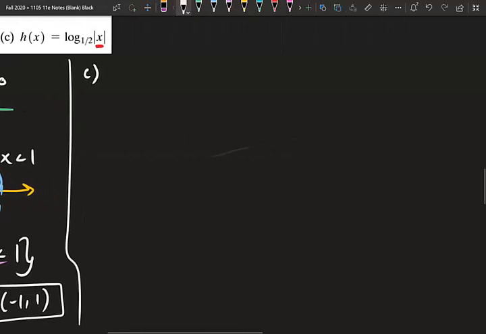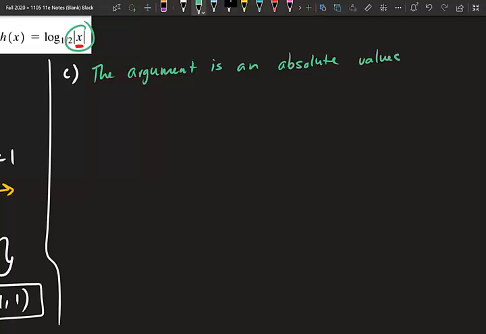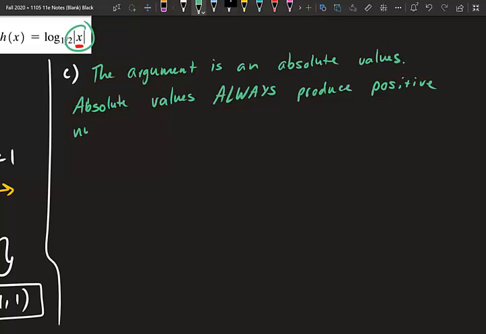All right, C. So C, our argument is an absolute value. We know something special about absolute values. Absolute values always produce positive numbers, so it will never be negative. No matter what, you can never put anything in there and have it become negative because it always turns to positive.